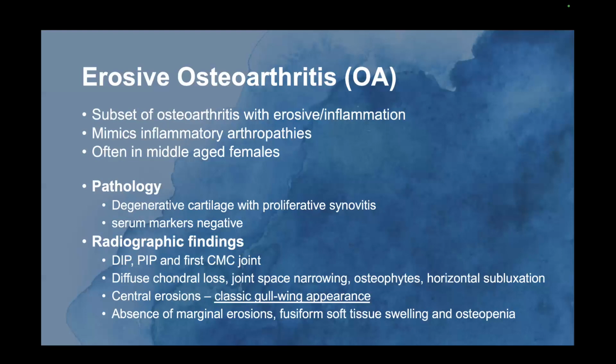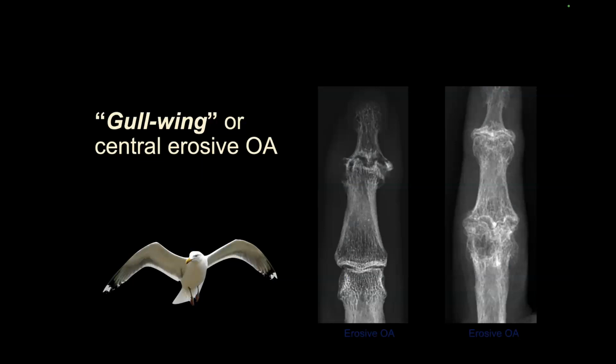But with erosive, you can get erosion centrally, and it gives you this classic gull wing appearance. And I'll show you some examples in a few slides. The other thing that happens is that because you get so much joint destruction, you can get horizontal subluxation of the joints. This is compared to rheumatoid arthritis, which is often a vertical subluxation.